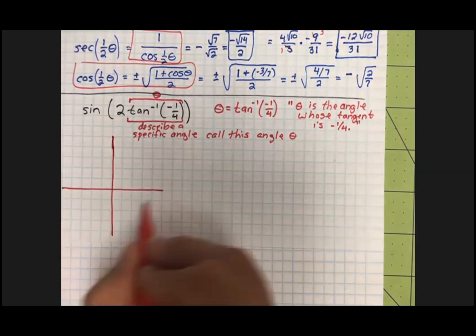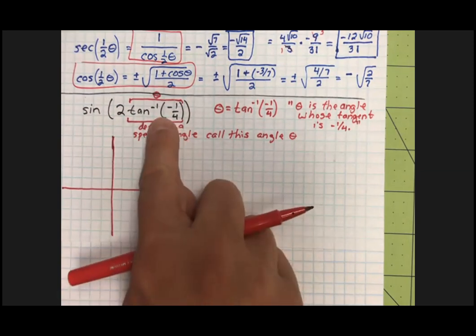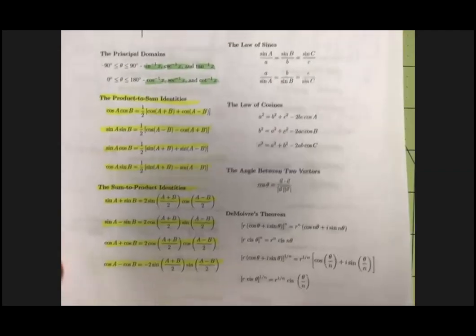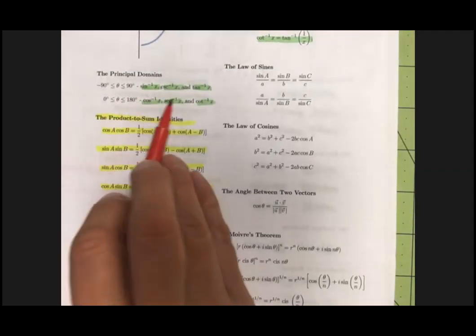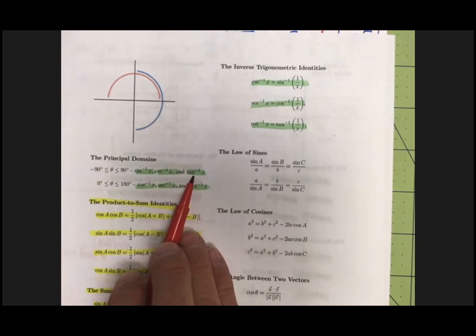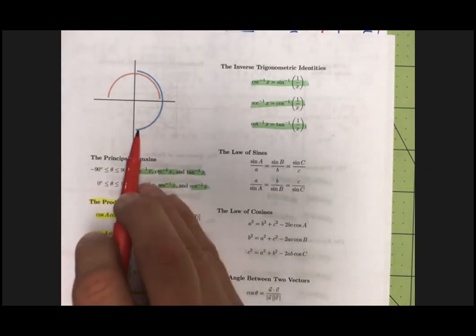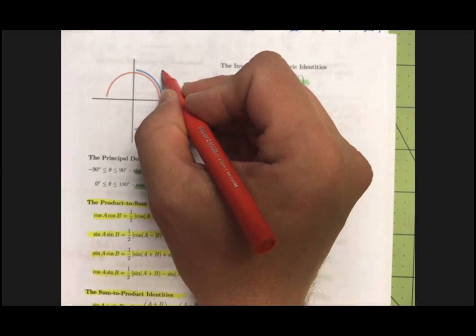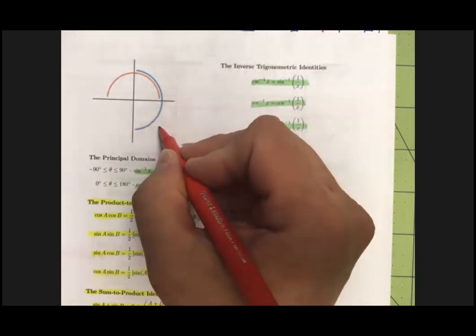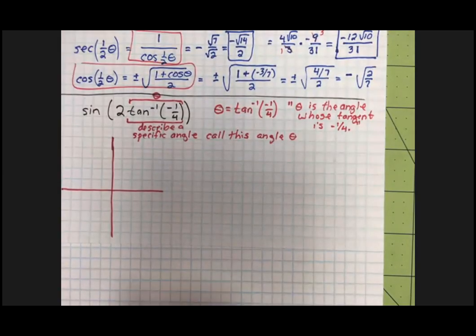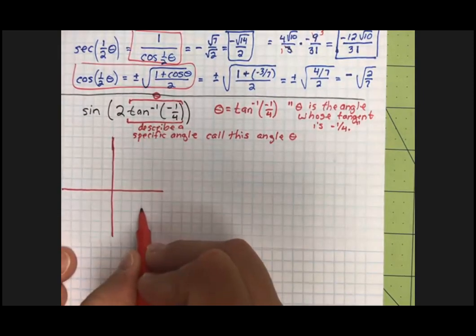Okay, so x and y axes. Tangent is minus 1/4. Where is the tangent negative? Where do we choose tan inverse from our identities? Tan inverse is chosen between minus 90 and 90. So angles in the first quadrant have a positive tangent. Angles in the fourth quadrant have a negative tangent. Since I want a tangent of negative 1/4, I need to be going into the fourth quadrant.